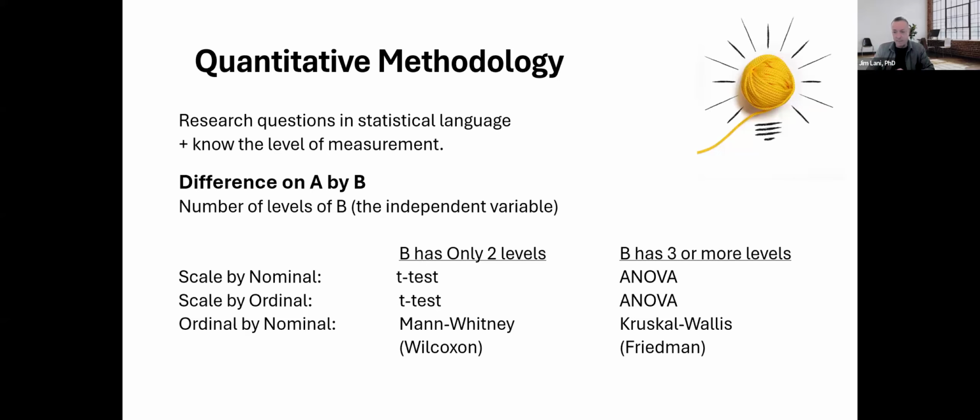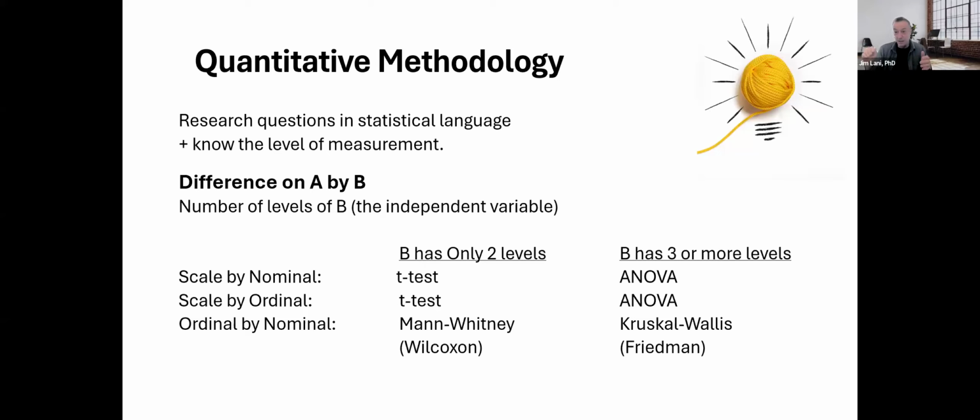Differences on A by B, okay? So it depends upon how many levels B has. When B has only 2 levels, that is, I'm looking at test scores by gender, using gender with 2 levels, male, female. All right. So we're really in t-test land there. We could do an independent samples t-test. Are there differences on test scores by gender?